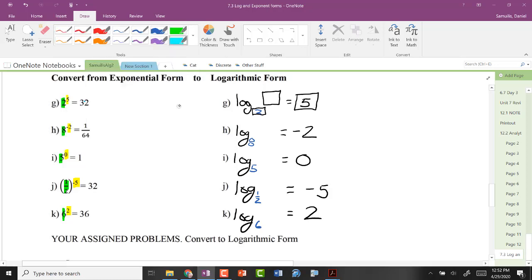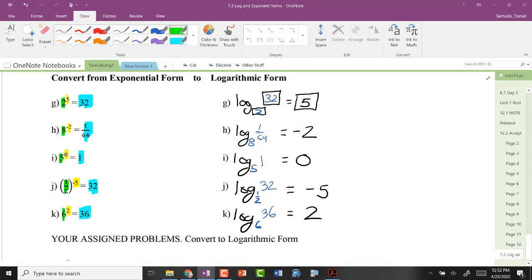Okay, so that last number is this value here. The value 32, that's the big number always. So log base 2 of 32. Log base 8 of 1/64, excuse me, I messed that one up. Log base 5 of 1. Log base 1/2 of 32. Log base 6 of 36.